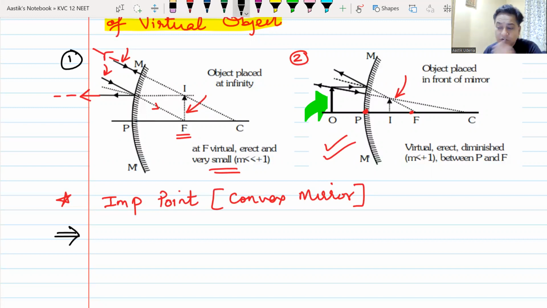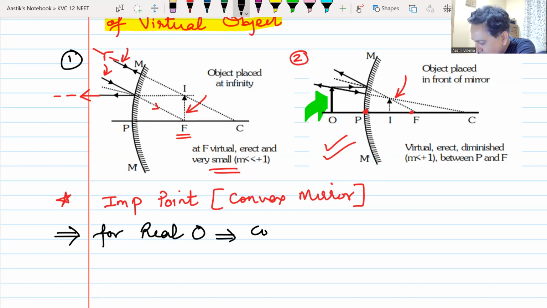Important point about convex mirrors. Now remember, in concave mirrors, for real object, it was able to make real as well as virtual image. Now I ask you, and you know the answer. For real objects, in case of a convex mirror, what type of image can I get? The answer you already know. Virtual. It is always virtual.